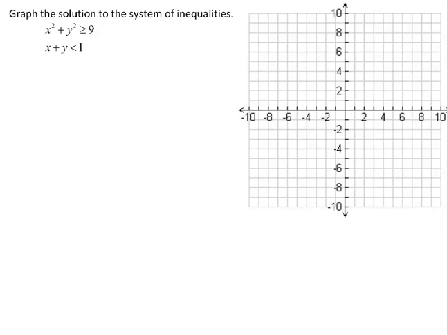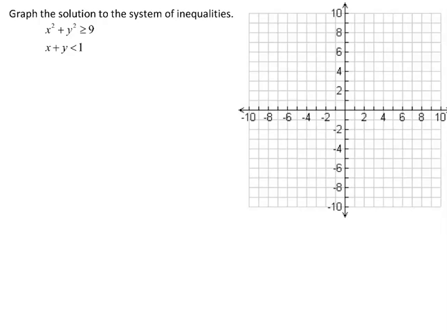Let's look at how we can graph the solution to this system of inequalities. So our first inequality, x squared plus y squared, is greater than or equal to 9, and our second, x plus y, is less than 1. We call this a nonlinear system of inequalities because our first inequality is not the graph of a line, though our second one is.